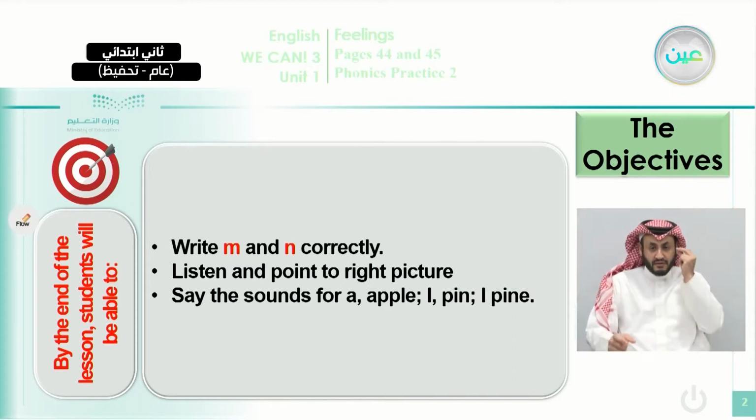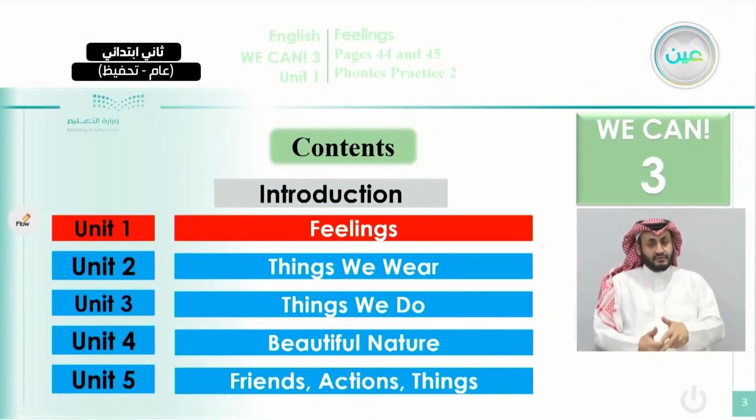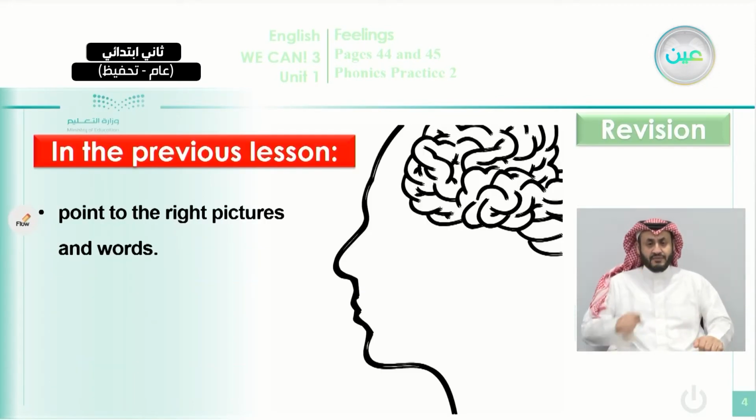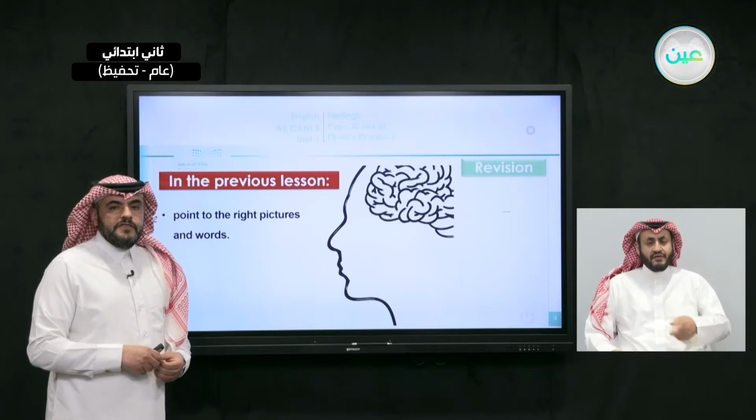Also, students will be able to say the sounds for A as in apple, and I as in pen, and I as in pine. Okay, we are still in unit 1, and you know that the title of unit 1 is feelings. In the next class, we are going to start unit 2 under the title Things We Wear. Before we start our main class of today, let's make a quick revision on the previous lesson.